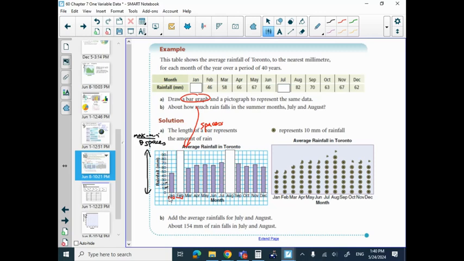So counting by tens brought us all the way to the top in this case, right? So this number might have been 9.2, in which case we rounded up to 10. Counting by 10 brought us to the maximum number. Okay, so when we're reading things from this, part B says how much rain falls in the summer months, July and August. So obviously you just look at July and August and look at the amount of rainfall.